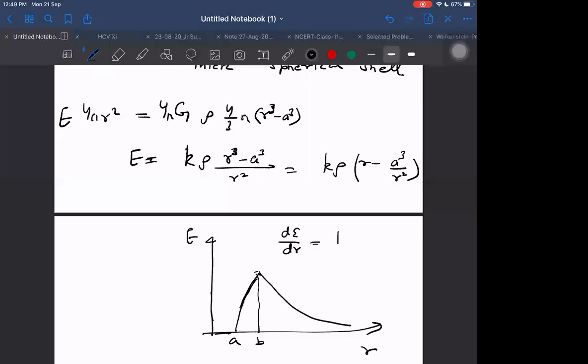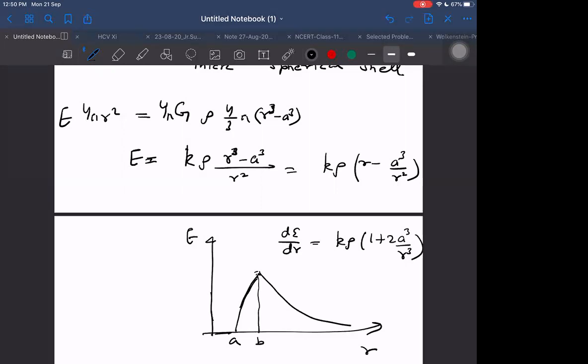dE by dr is equal to k rho into 1 minus a cube into minus 2 by r cube, plus 2 a cube by r cube. So you tell me, as r increases, does the slope increase or decrease? Decreases. As r increases, the slope is decreasing.